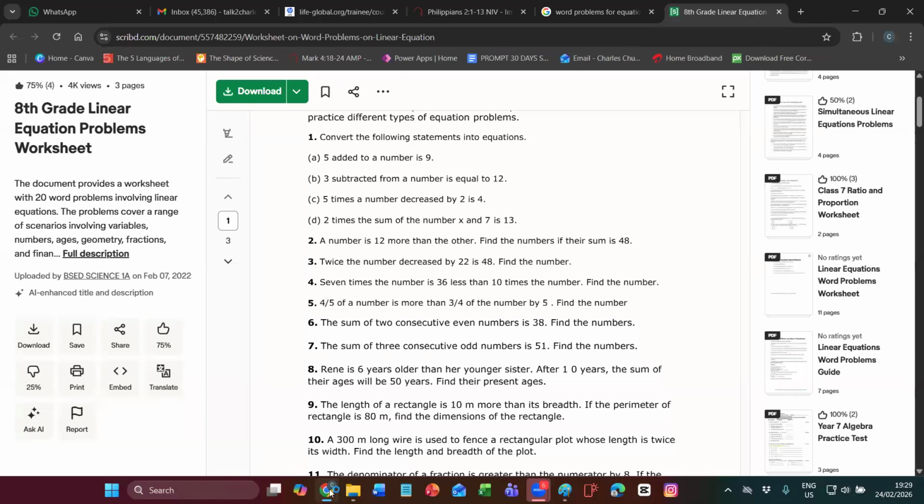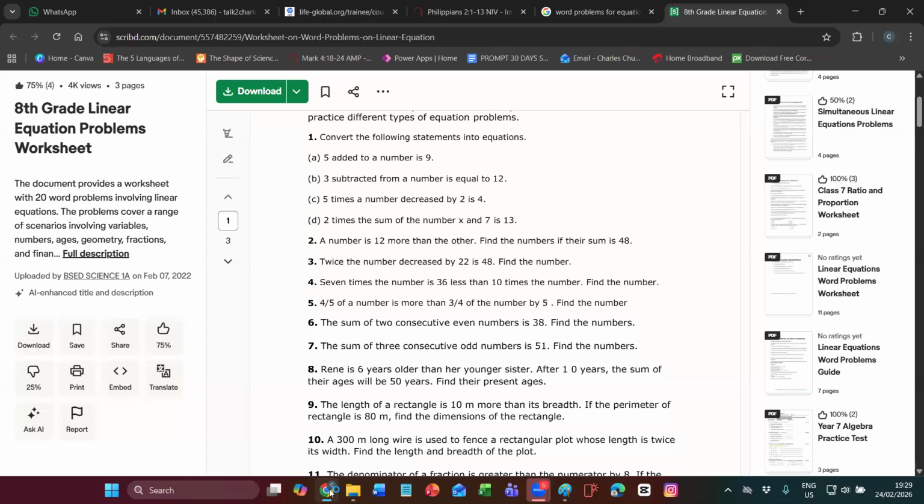Because they said a number is 12 more than the other. The other is x. The number that we are starting with that is 12 more than the other is 12 plus x or x plus 12. Did you get it now? Yes, sir. So it's as if you skipped step one and went to step two, but it's still fine as long as we are on track.